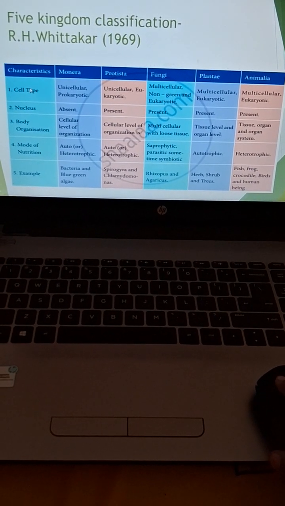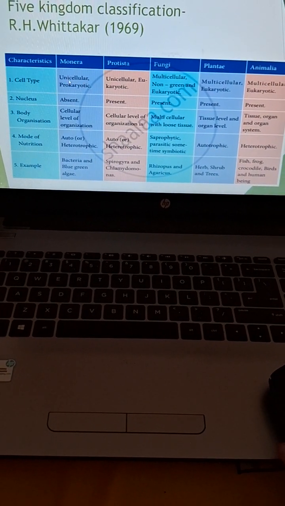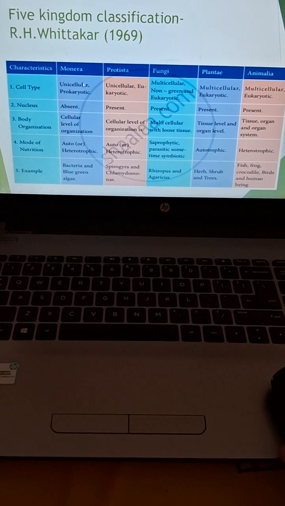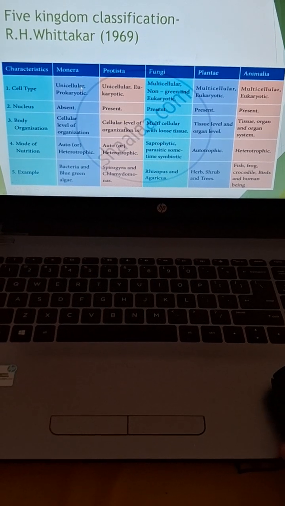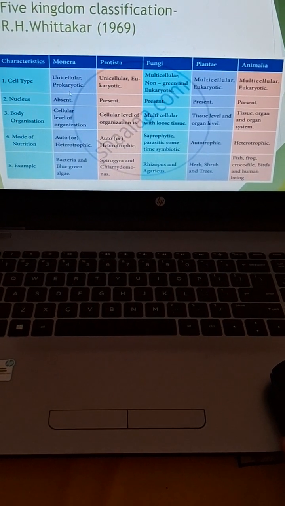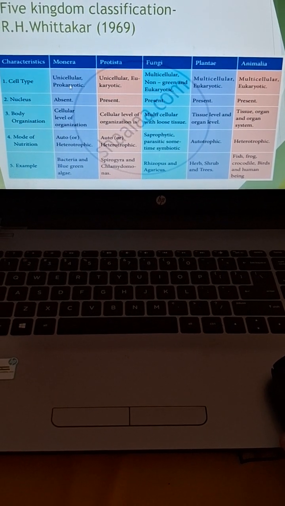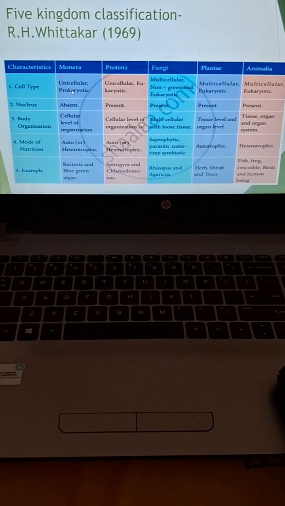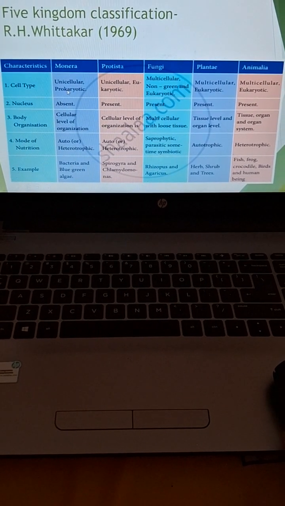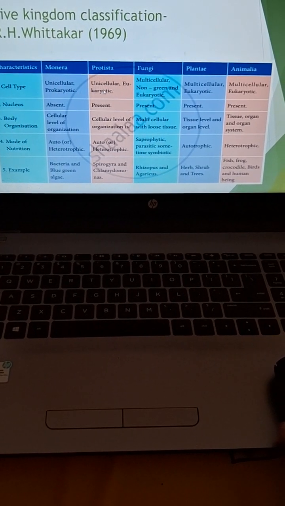And the first characteristic we are seeing here is the cell type. Cell type, it is unicellular. Almost all the Monera are unicellular. So unicellular means these are single celled organisms. And prokaryotic. Prokaryotic means they don't have a well defined nucleus. Genetic material is present, but that is present in the cytoplasm. The nuclear membrane is absent.